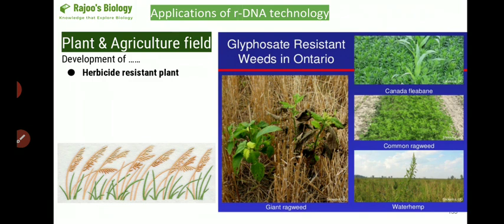So it is possible. In the figure you can see certain examples of herbicide resistant plants which are not affected by the chemical herbicide. Glyphosate is a herbicide chemical which normally kills the main crop also. But now, by development of the herbicide resistant plant, it is not possible to damage that one. So this way you can develop the herbicide resistant plant.